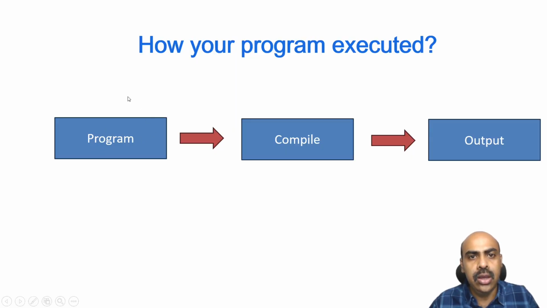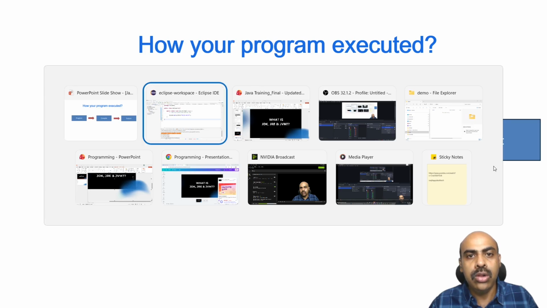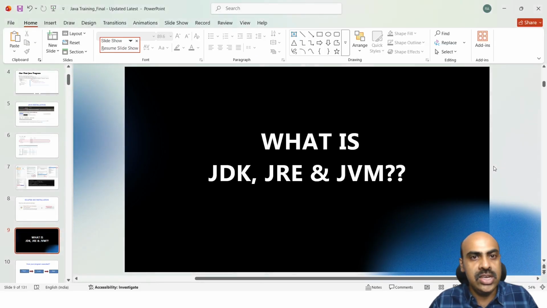From an outside standpoint, you have written a program, and when you executed that program, it does the compilation, and then the compiled code is executed, and you see the output. This is what it looks like from a normal developer standpoint. But in Java, there are a lot of things happening in the background. Let's see what those are.